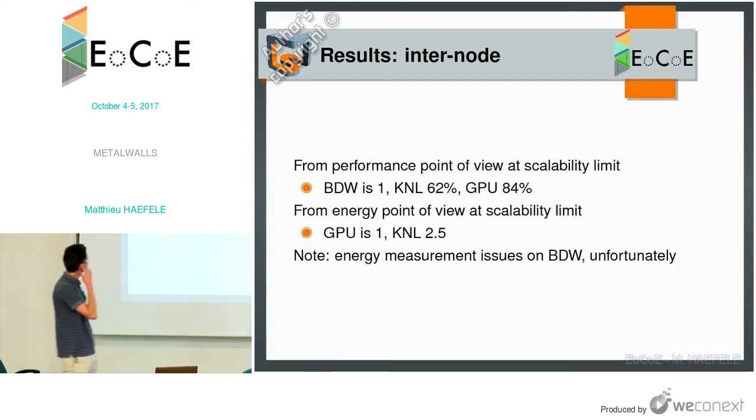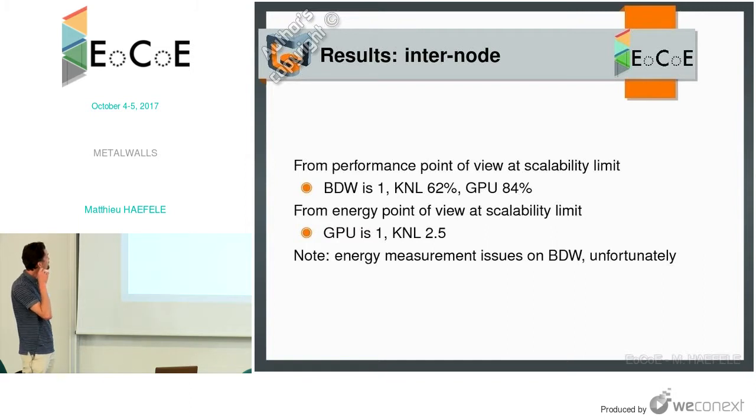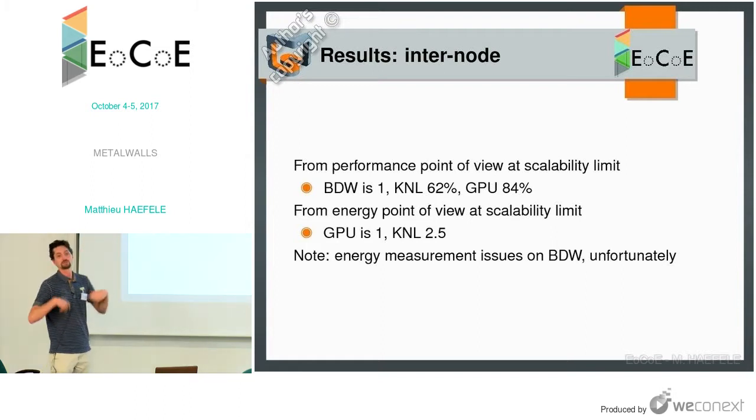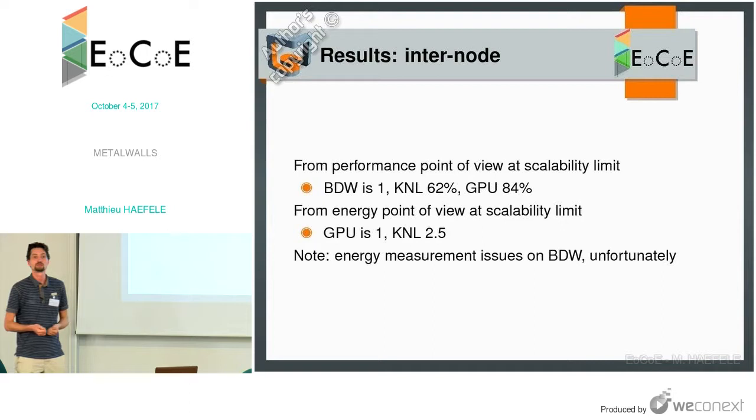Right, so that's just some figures. From the performance point of view, at scalability limits, if you consider that Broadwell is the best, then KNL reached 62% of this and GPU 48% of this. From the energy point of view, Broadwell, unfortunately, you cannot trust the data. If GPU is 1, then KNL needs 2.5 times more energy than the GPU.